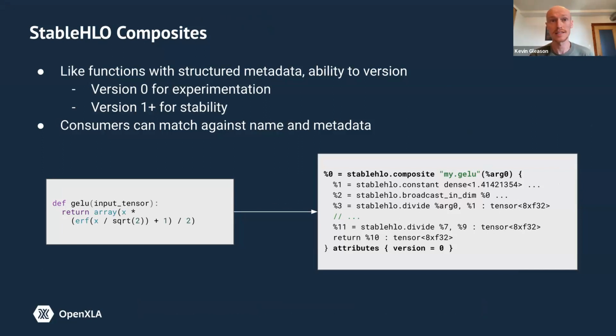In this example, a framework is directly generating the composite op. So as long as there's some way to attach the my.gelu, a framework would be able to generate this op, and this is a very easy and quick way to do some experimentation. If you look in the body of the op on the right, everything is representable in StableHLO, so you get all of the forward and backward compatibility guarantees that StableHLO has.